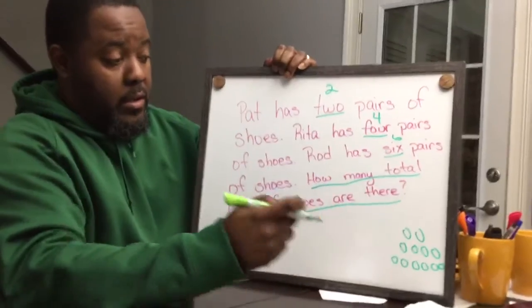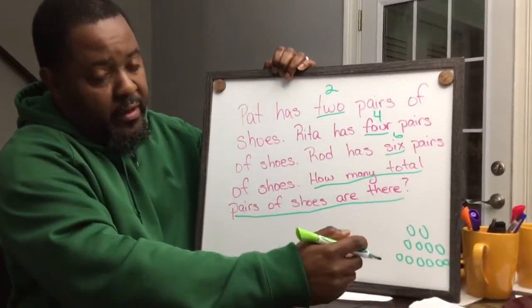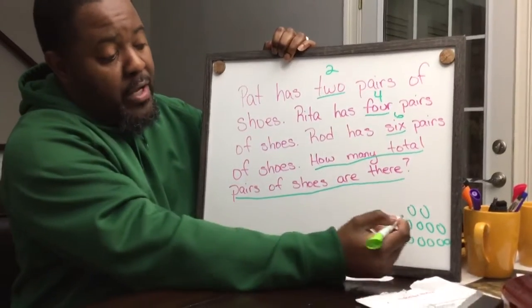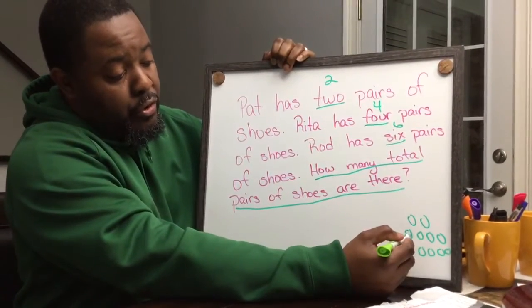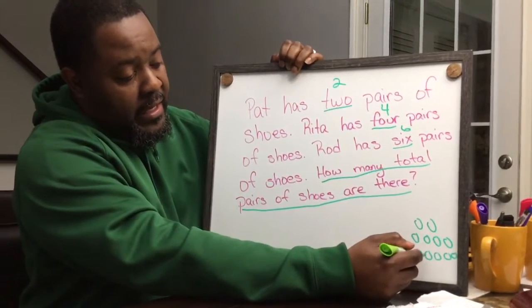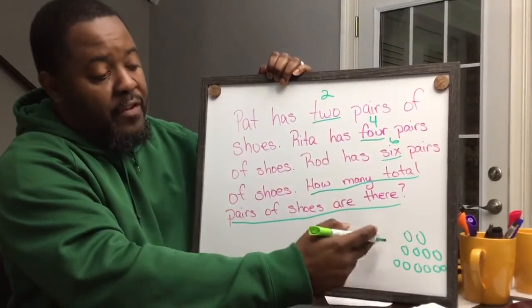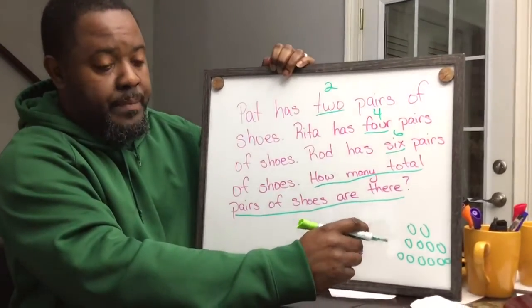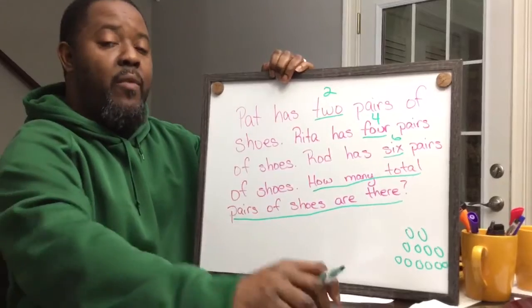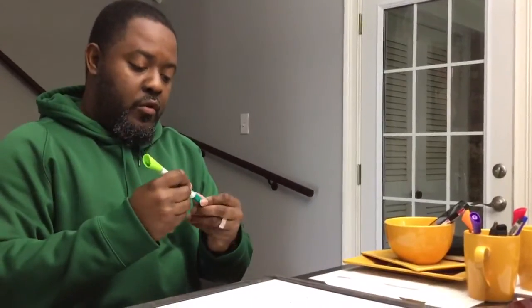So the question now is, how many total pairs of shoes are there? If we count them out, we can go 1, 2, 3, 4, 5, 6, 7, 8, 9, 10, 11, 12. So we have a total of 12 pairs of shoes. Okay, so that right there is being able to draw it, right? So we use pictures to solve this problem.